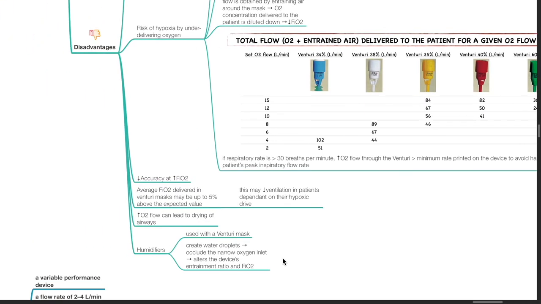Other disadvantages include reduced accuracy at high FiO2. Average FiO2 delivered in Venturi mask may be up to 5% above the expected value, and this may reduce ventilation in patients dependent on their hypoxic drive. Increased oxygen flow can lead to drying of the airways. Humidifiers used with a Venturi mask create water droplets which may occlude the narrow oxygen inlet, and this alters the device entrainment ratio and FiO2.